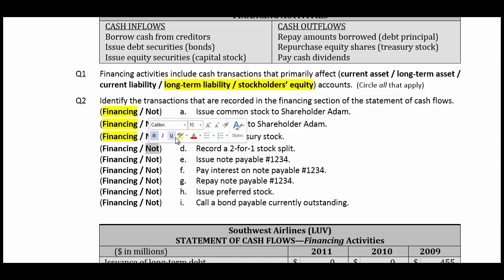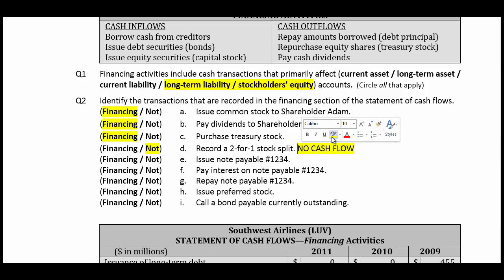Record a 2-for-1 stock split. Financing? Why not? It's related to stock, but there's no cash flow. What do you do when you split stock? No cash flow involved.